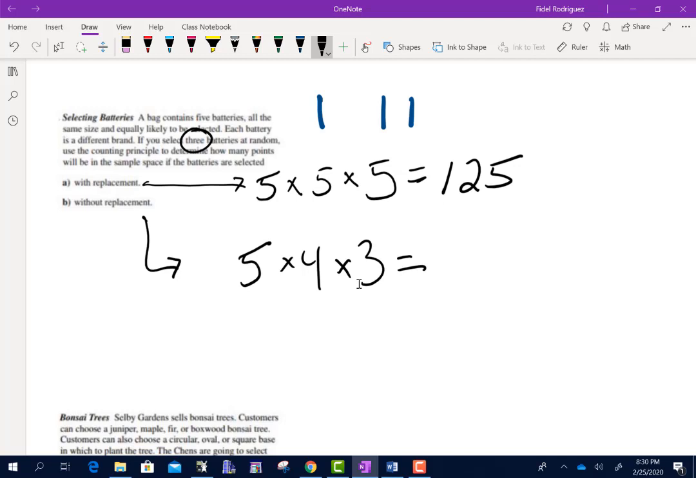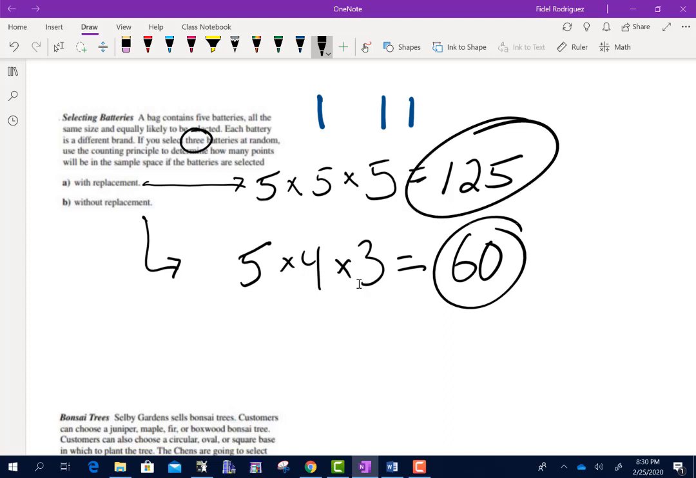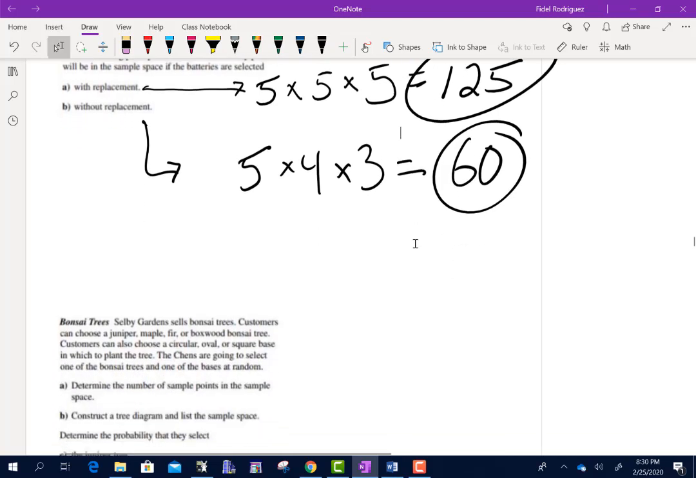So we're going to multiply straight across. 5 times 4 is 20, times 3 gives me 60, okay? So there's a difference in with replacement and without replacement.